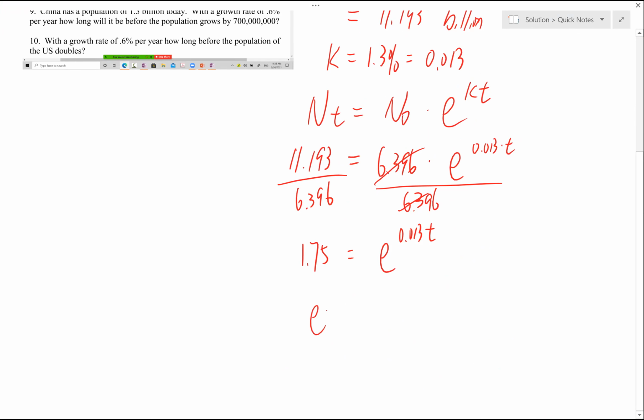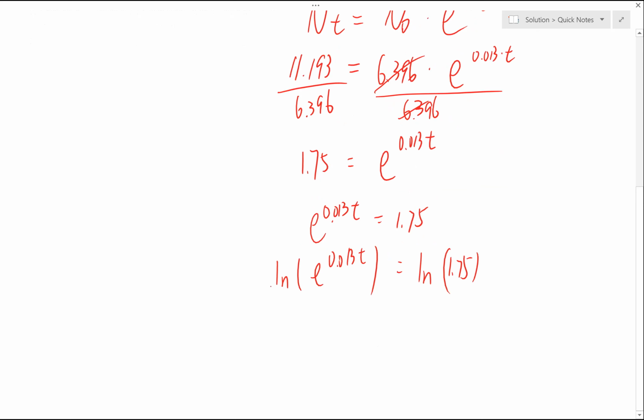So now reverse order: e to the 0.013 t equal to 1.75. Now from there, we take the LN of both sides of the equation, equal LN of 1.75. Now simplify the equation, so these two cancel each other. So we get 0.013 t equal ln of 1.75. Now dividing both sides of the equation by 0.013, now we get a solution.